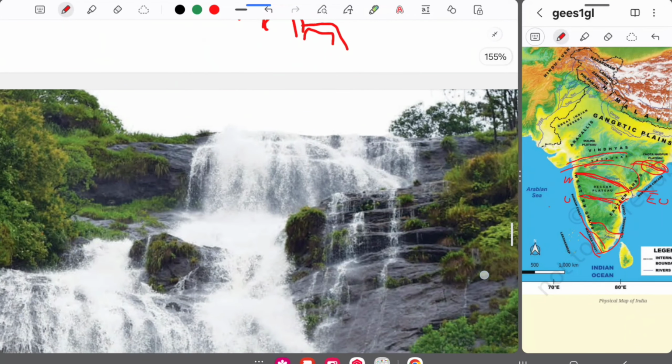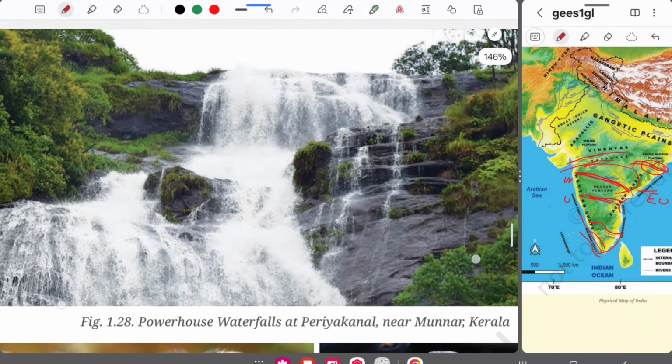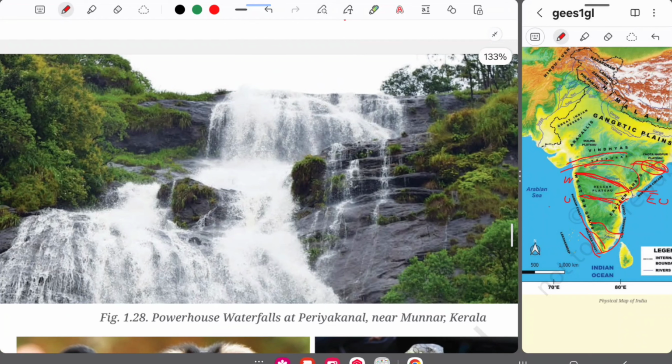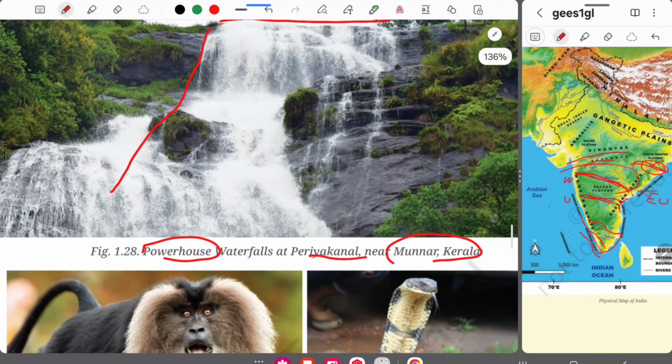See, here we can see one beautiful image of a waterfall which is in Kerala. See, this is also in steps. This is a little raised platform. Again here it is down, again it is down. So this is creating a very beautiful waterfall, isn't it? And this is a powerhouse as well. Powerhouse waterfall at Periyar canal near Munnar, Kerala. And Munnar, Kerala is also a tourist destination, isn't it?